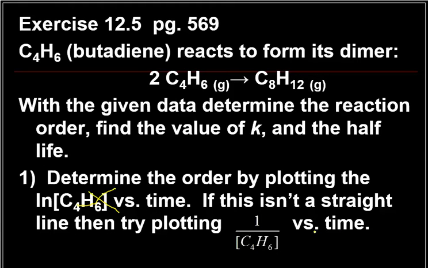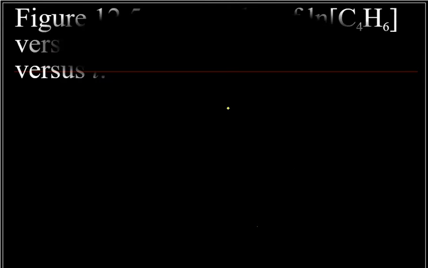If this yields a straight line, then you've said that that's a second order reaction. If this does not yield a straight line, it's a curved line, then you've got another scenario you have to try, and we won't talk about that yet.